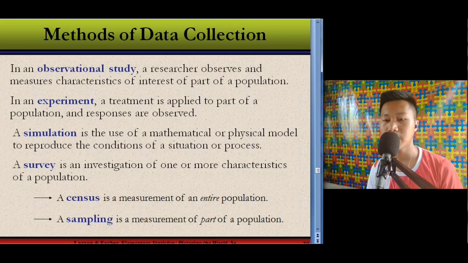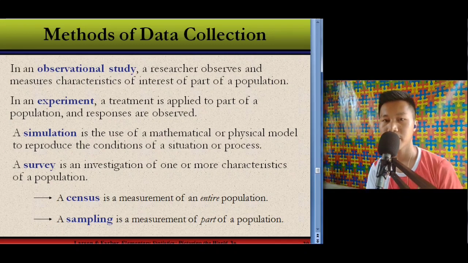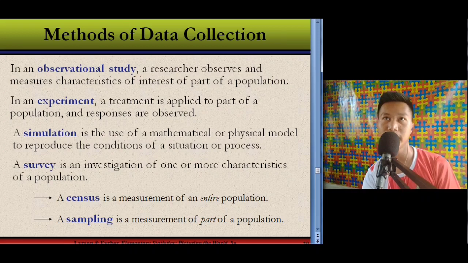Now for the next one, we have simulation. A simulation is the use of a mathematical or physical model to reproduce the conditions of a situation or process. Simulation, from the name itself, simulate.